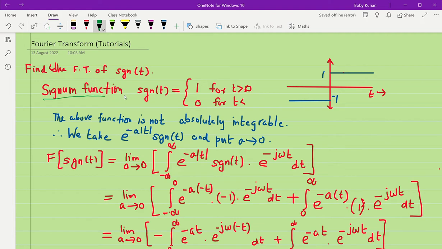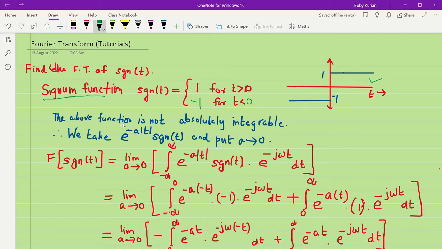So, the signum function sgn of t is defined as equal to 1 for t greater than 0, and equal to minus 1 for t less than 0. So that is sgn of t, its value is 1 for t greater than 0, and it's minus 1 for t less than 0.